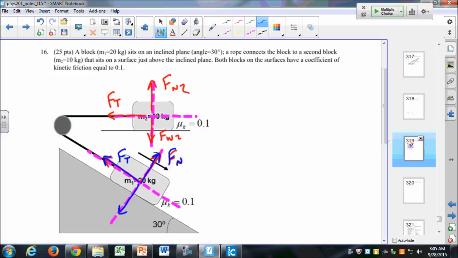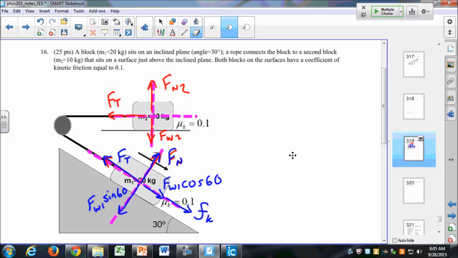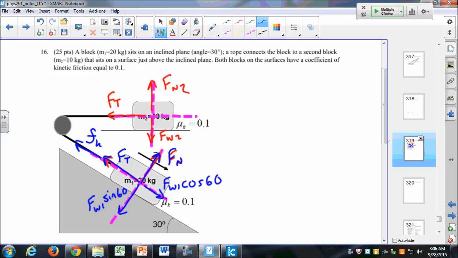Okay, so I have here Fw1 sine of 60, and then I have here Fw1 cosine 60. And then I also have Fk. Oh wait, no, I'm sorry, that's not right. What's the direction of my frictional force? It's the other direction, right? I know that the frictional force is in this direction because it's accelerating down the inclined plane. It goes opposite the direction of the motion.